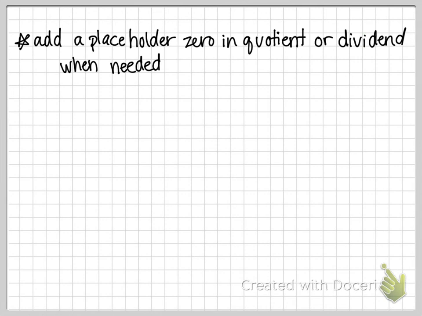Okay, the last thing we need to talk about is that you can add placeholder zeros when needed. So we've seen this in some of our work. If you need to bring something else down and you haven't gotten to a 0 at the end and you have to keep dividing, you can add a 0 to bring it down. So placeholder zeros can be helpful and you can use them when you're dividing.